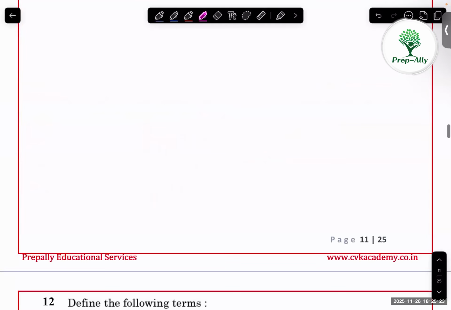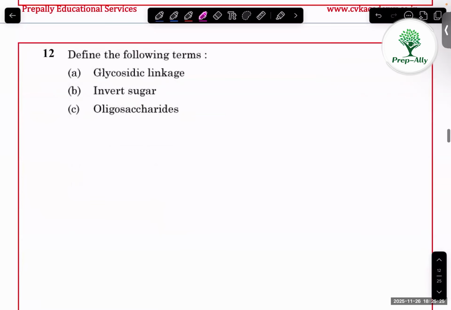Now for the 12th question, define the following terms. Defining means you need to write the exact words only. Glycosidic linkage means what? It is the linkage between carbohydrates. You can write that as it is, you will be getting the marks. You can also write oxide linkage instead of linkage. That is also correct.